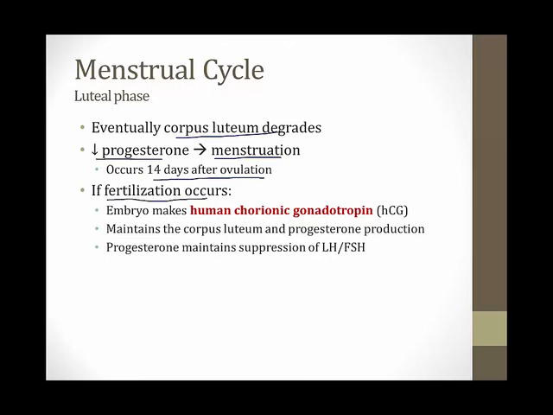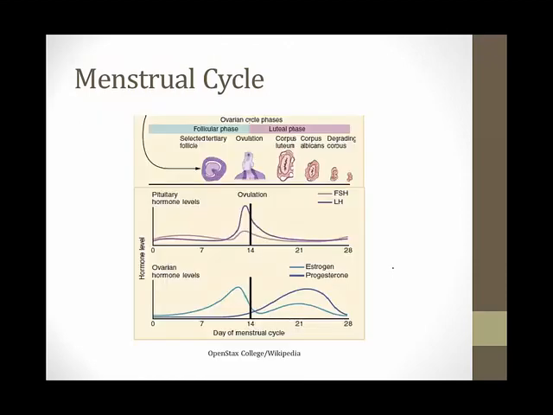Now, if fertilization occurs, the embryo will begin making human chorionic gonadotropin, or HCG. This will maintain the corpus luteum and maintain progesterone production. This will keep the levels of LH and FSH low so that the menstrual cycle does not start all over again in the setting of pregnancy. So back to this slide a final time, when the progesterone level drops here, that is what triggers menstruation, and that begins another menstrual cycle. If, however, implantation occurs, HCG will maintain the corpus luteum so that the progesterone level remains high and so that LH and FSH levels remain suppressed.